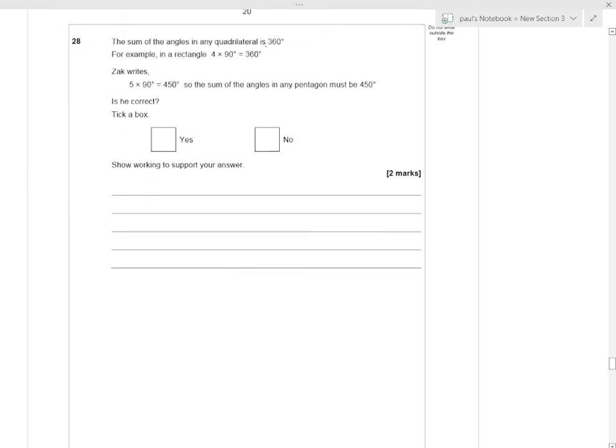The sum of the angles in any quadrilateral is 360. There you go, 360. For example, a rectangle is 4 times 90. Zach writes 5 times 90 is 450, so the sum of the angles in a pentagon must be 450. You can't have 5 right angles in a shape. It just doesn't work. So is it correct? No. Do some working to support your answer.